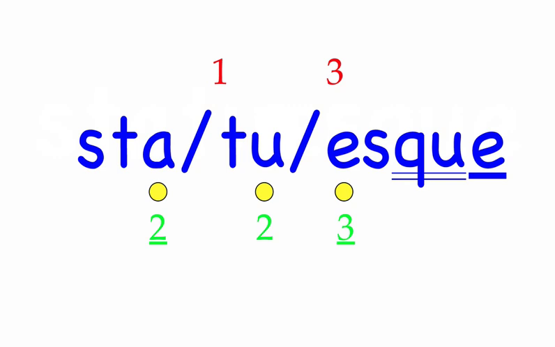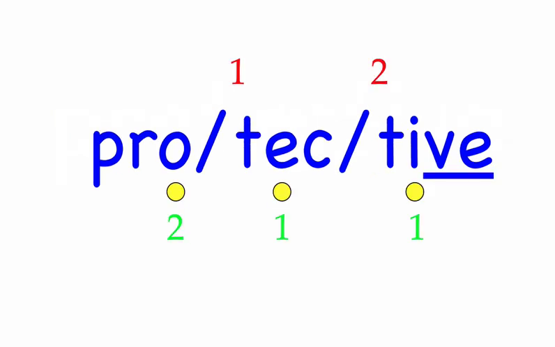Protective. Protective. She is extremely protective of her children. Protective. Pro has three sounds. P, R, O. Tech, three sounds. T, E, k. Tiv, three sounds. T, I, v. Protective. Mark the word. Protective.